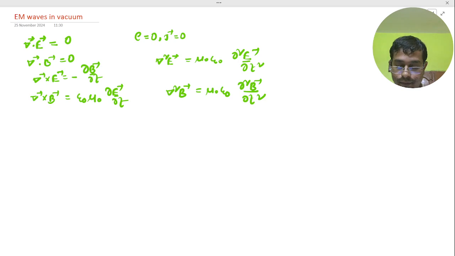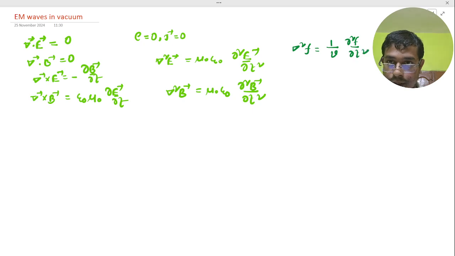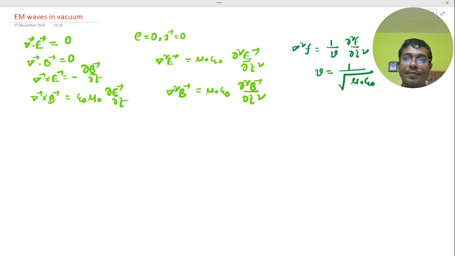So basically we have the function here that del square f equals 1 by v square d square f by dt square, and v must be 1 by root over mu naught epsilon naught, which is equal to c, the velocity of light in free space.